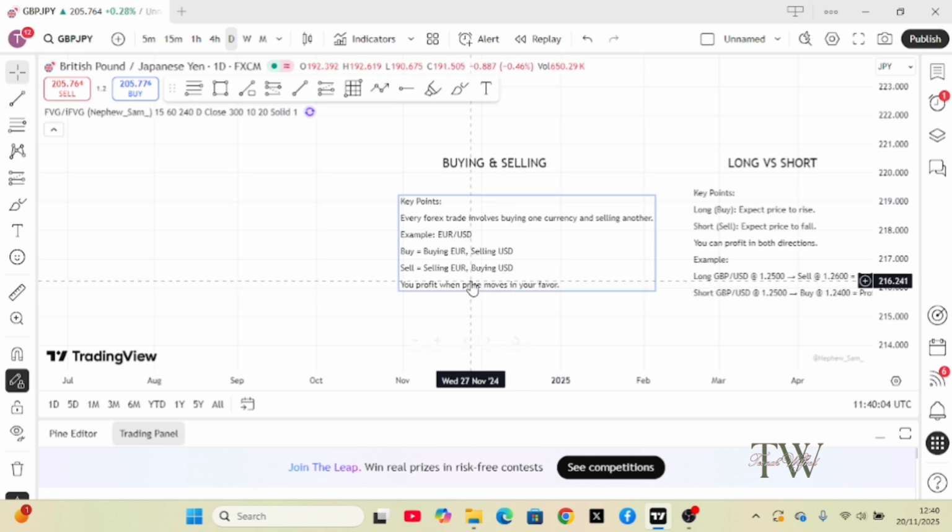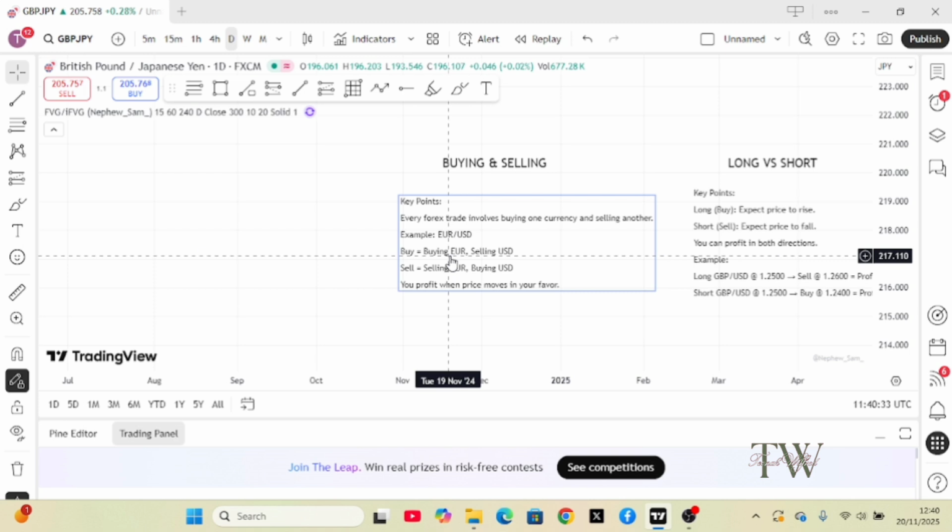So just like we have here, every forex trade involves buying one currency and selling the other. For example, we have EUR/USD. This implies that when you are buying euro, you are actually selling USD. You need to understand that when we are talking about buying anything, we're not talking about you buying physical euro. You are just simply speculating that one will increase in value against the other.